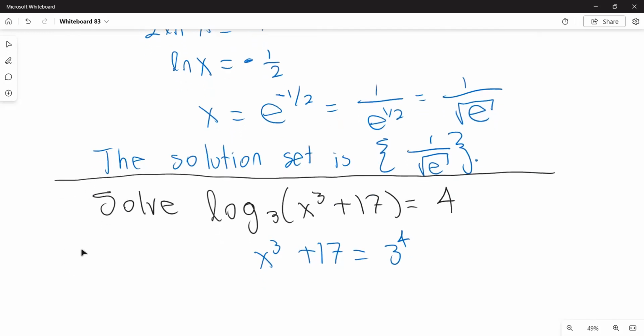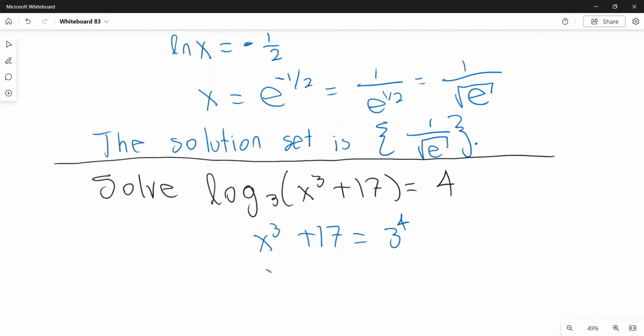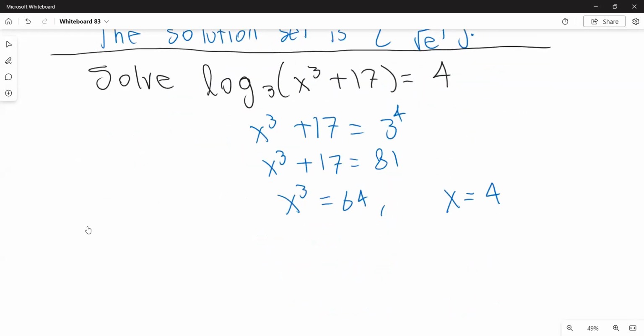Now 3 to the 4th power is 3 multiplied 4 times, and that's going to be 81. Subtract 81 from both sides, and x cubed is 64. So x is going to be 4. And again, a quick check. 4 cubed is 64. 64 plus 17 is 81. And the logarithm with base 3 of 81 is going to be indeed 4. So that is the solution set. The solution set is 4.